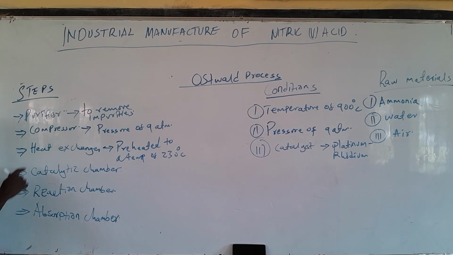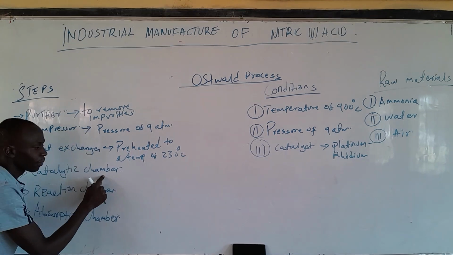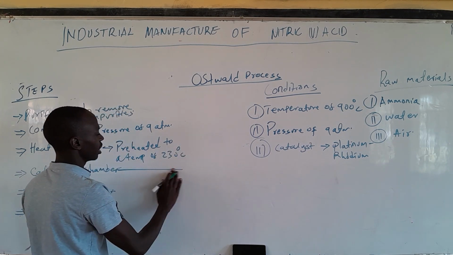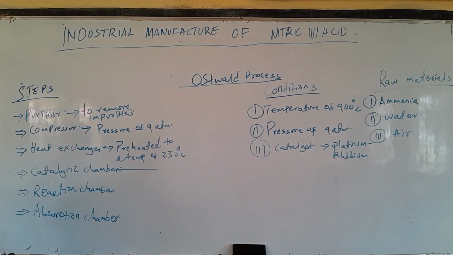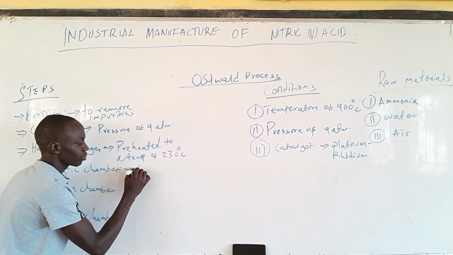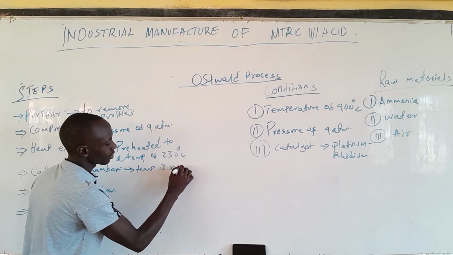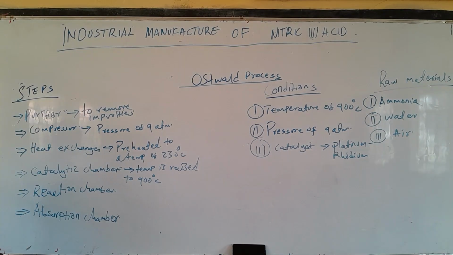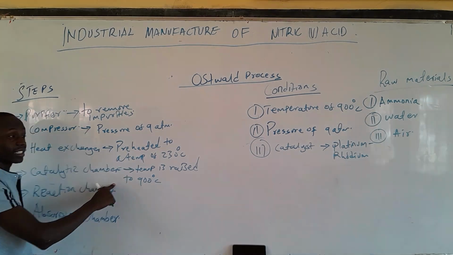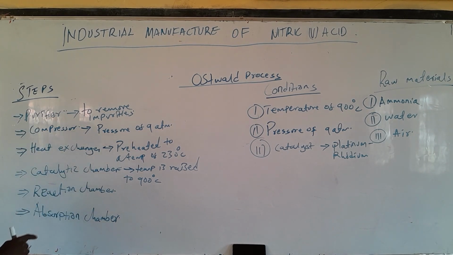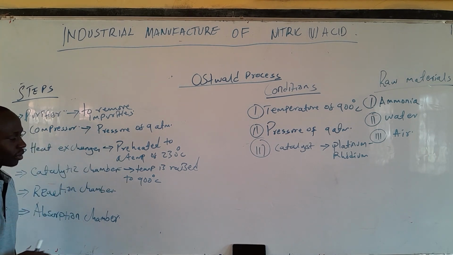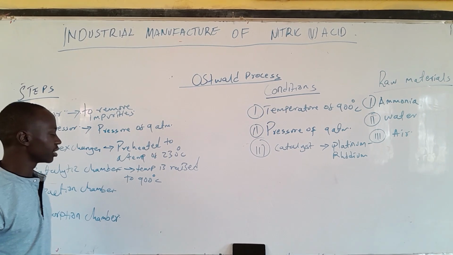After preheating, it is then pumped to the catalytic chamber, where the two gases, that is ammonia and air, react over the platinum rhodium catalyst. Here, the temperature is raised to 900 degrees Celsius. After raising the temperature, the mixture of ammonia and air will react over the platinum rhodium catalyst, whereby ammonia is oxidized to nitrogen 2 oxide and water.